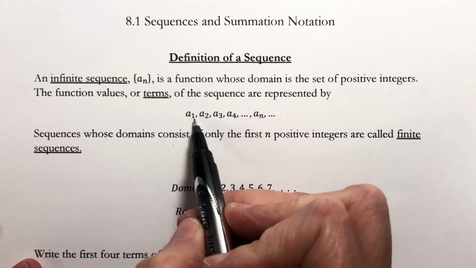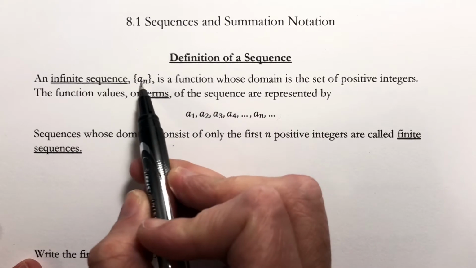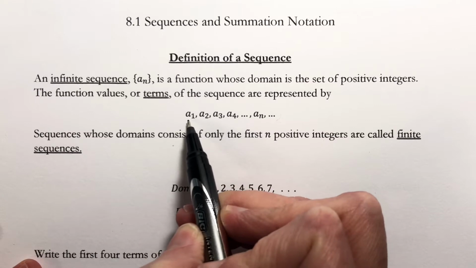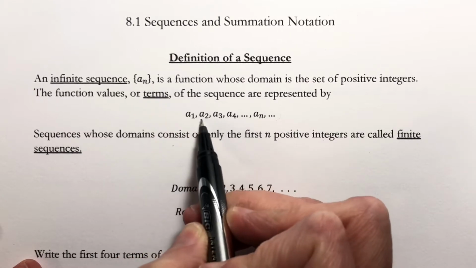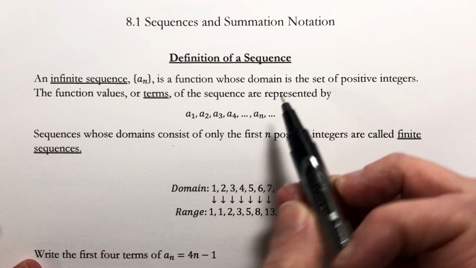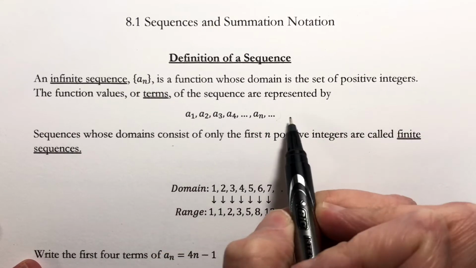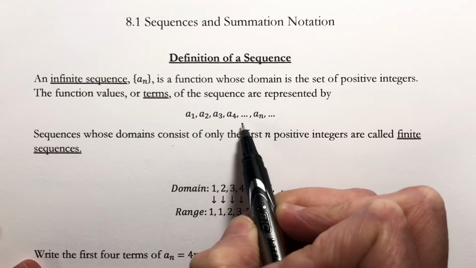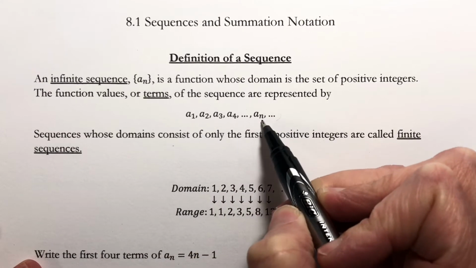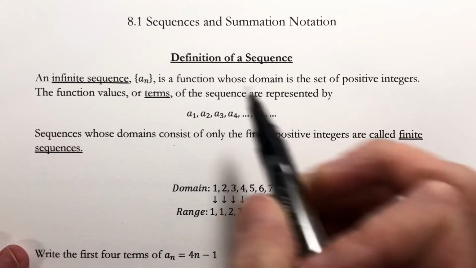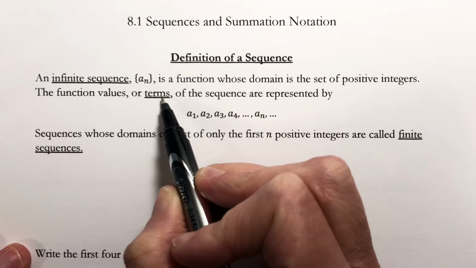When you plug in 1, see right here, a sub n, if you're plugging in 1, you get a1. And we list it first. And then we plug in 2, and we get a2. Then we plug in 3, a3, a4, and so on. Now this is an infinite sequence written here, so we plug in 1, 2, 3, 4, and then however many we have to do to get to an, whatever an is, and then we keep going. Okay? Each of these is called a term.